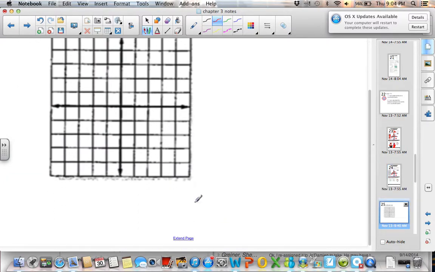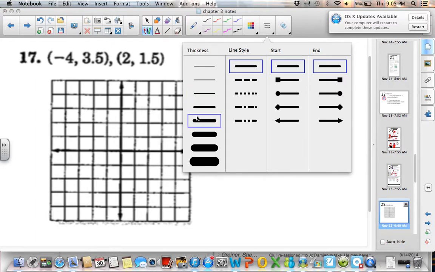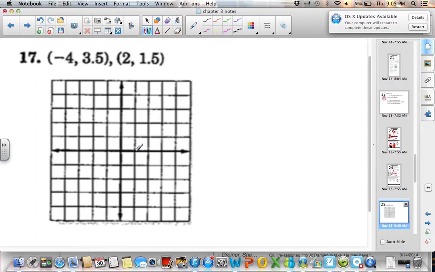And then we're going to do this one together. And this one will be confusing to not do on graph paper, so just follow along with me, please. So we have -4 and 3.5. So my dot, I'm going to make it nice and big so we can see it. -4, so I start at 0, go over 4 to the left because it's negative, and then we go up 3.5. 1, 2, 3. This is 4, so 3.5 would be right in the middle. This one I go over 2. 1, 2, up 1.5.